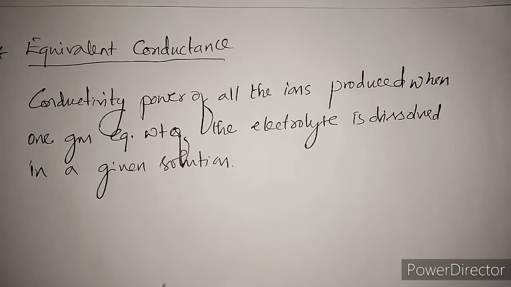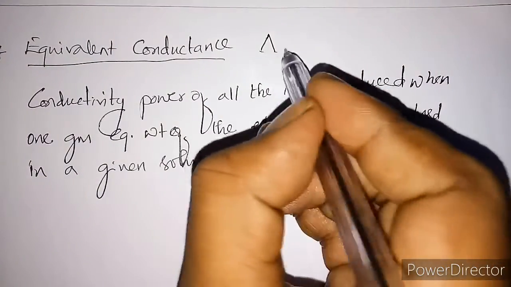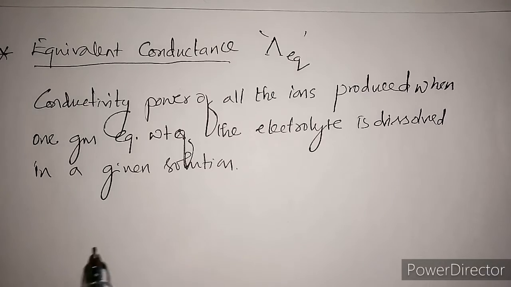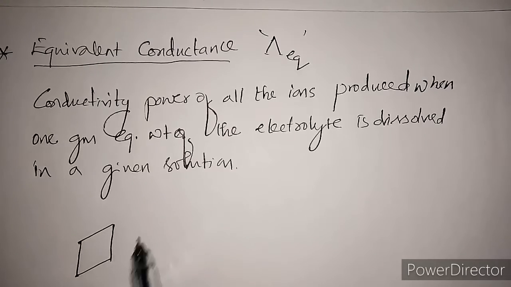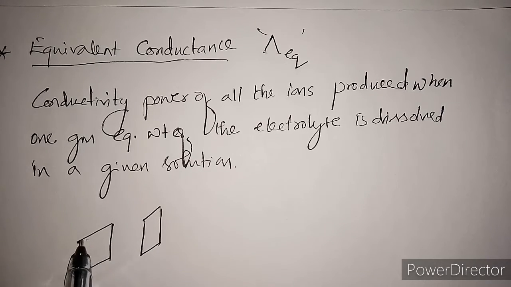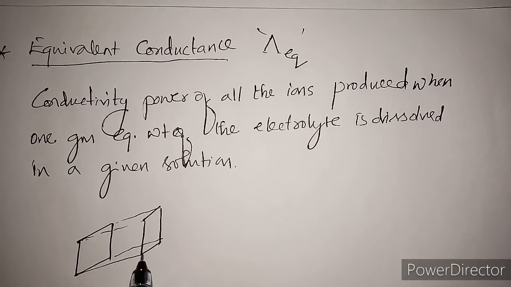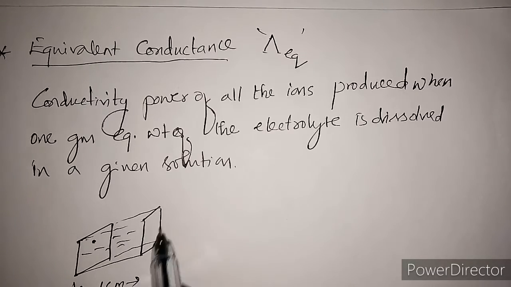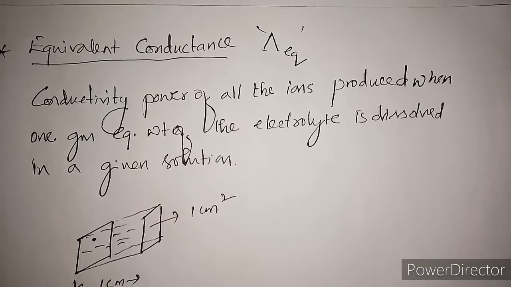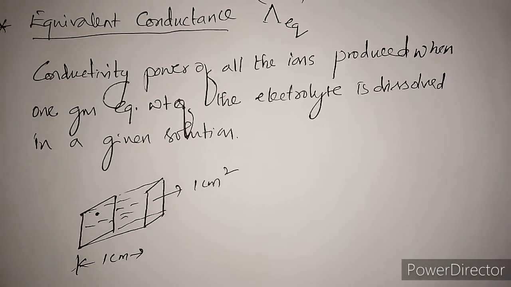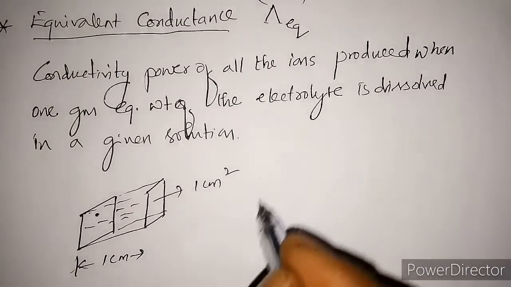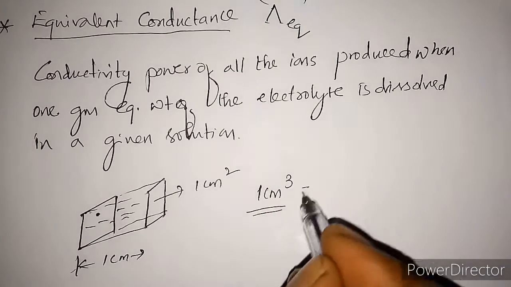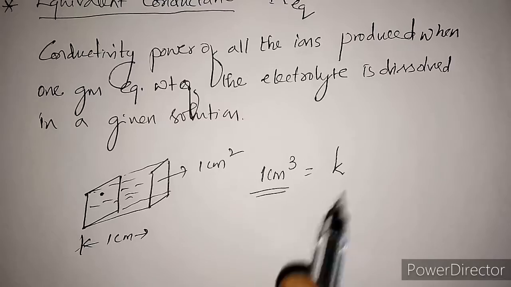Now the equivalent conductance can be represented as lambda EQ. We call it equivalent conductance. If we take two conductivity plates, here we have this electrolyte, separated by 1 centimeter, with area of cross section 1 centimeter square. Now we call it specific conductance, as it is specific to the length and area of cross section. The conductivity power of all the ions present in 1 cm cube of the solution we call kappa. So that is specific conductance.